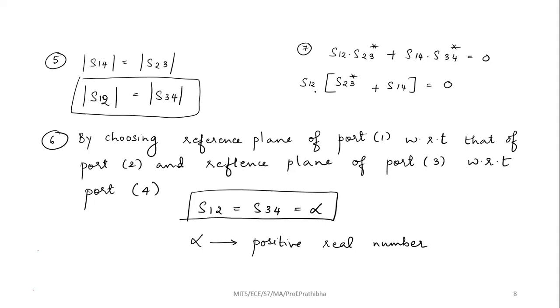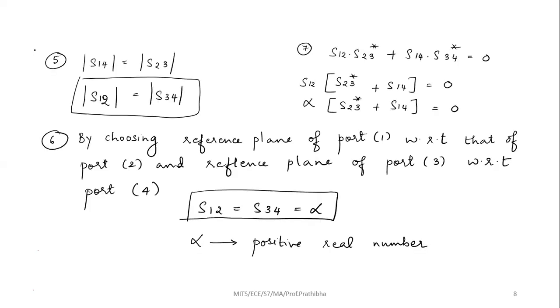That means this S12 I have taken as alpha. So this is alpha times S23 conjugate plus S14 is equal to 0. Now this alpha is a positive real number, so alpha is not equal to 0. That means S23 conjugate plus S14 can be equal to 0. So I'm going to assume that. I hope you've finished till here. I've put alpha instead of S12 here.